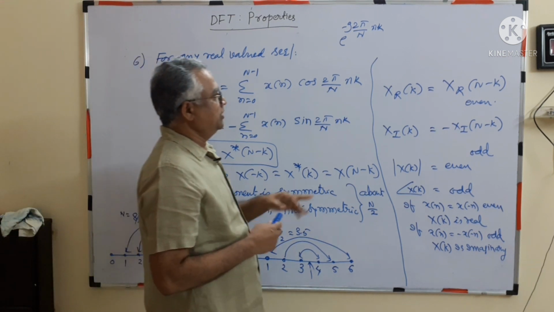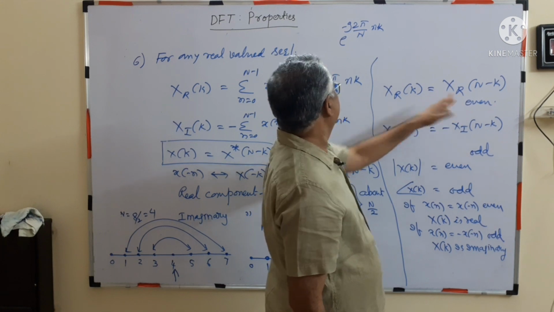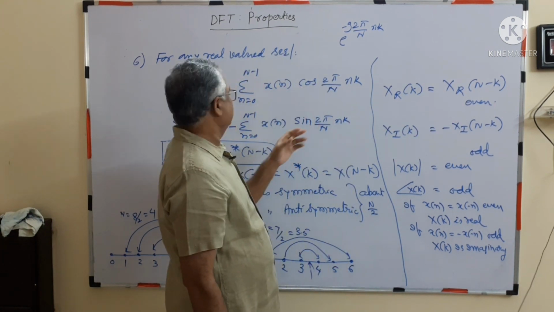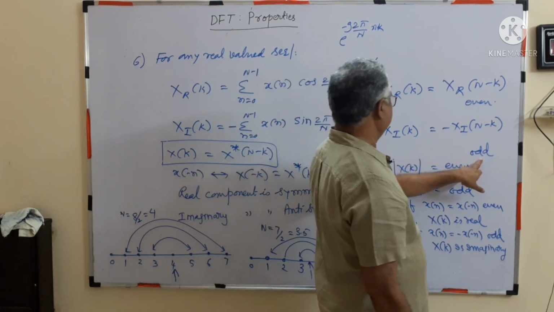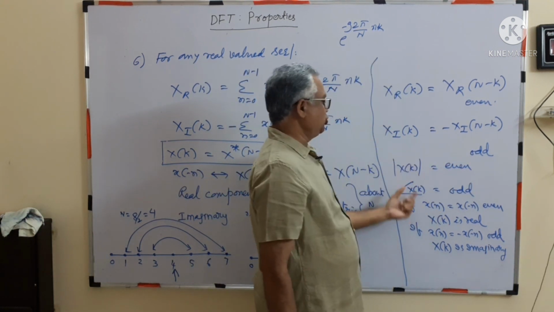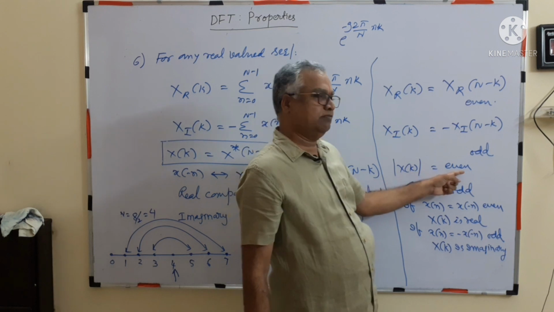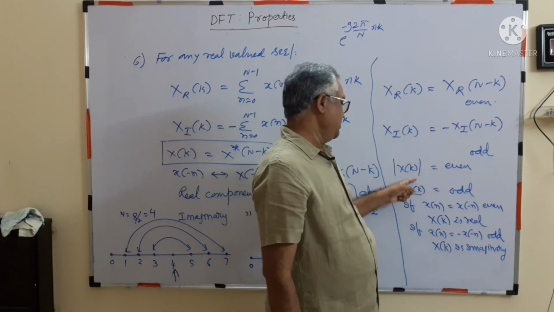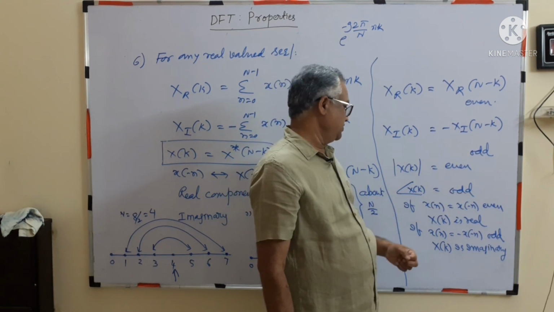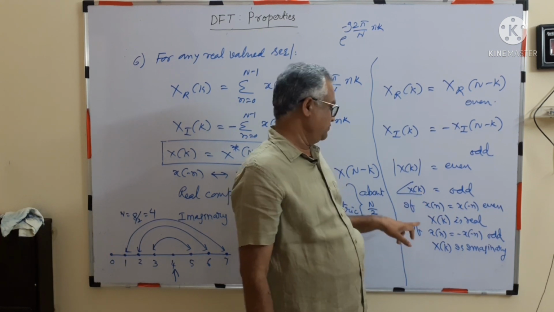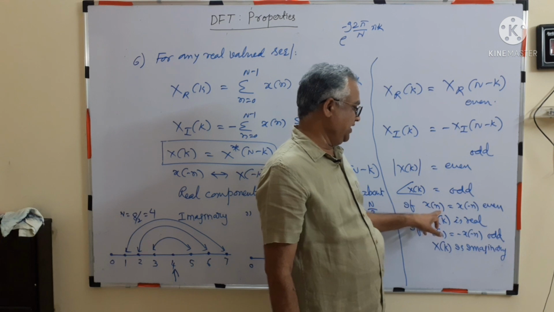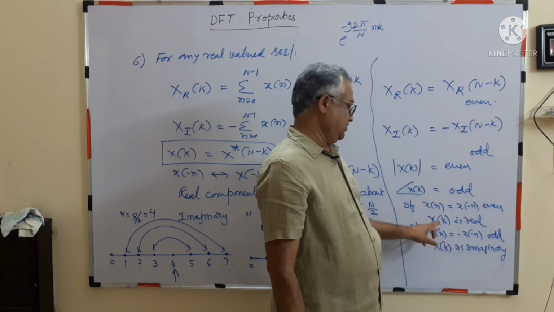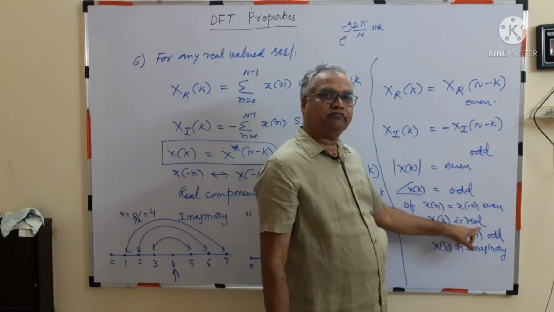Next, the real part is even. Cos is an even function. The imaginary part is sine, and sine is an odd function. And the magnitude of X of k is even. Mod is even. But the angle is odd. If x of n equal to x of minus n, an even sequence, then the DFT is real.